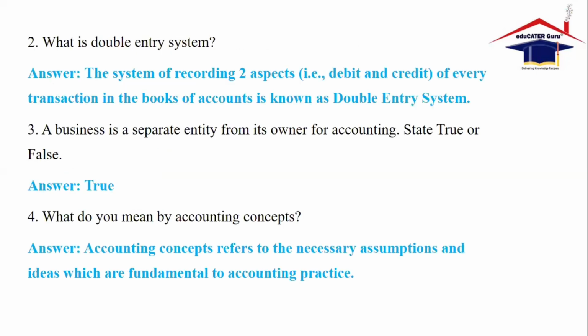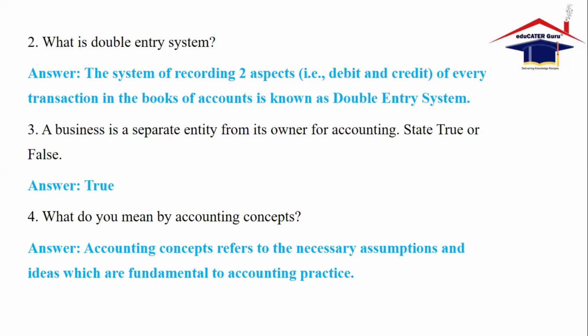Next, what is double entry system? The system of recording 2 aspects, that is debit and credit of every transaction in the books of accounts, is known as double entry system. For example, you have sold goods for cash rupees 500. Here the cash has come in and the goods has gone out. So here two accounts will be affected. One is cash. Cash account is debited and sales account is credited. This is called double entry. The effect will be on 2 sides, like both debit and credit.